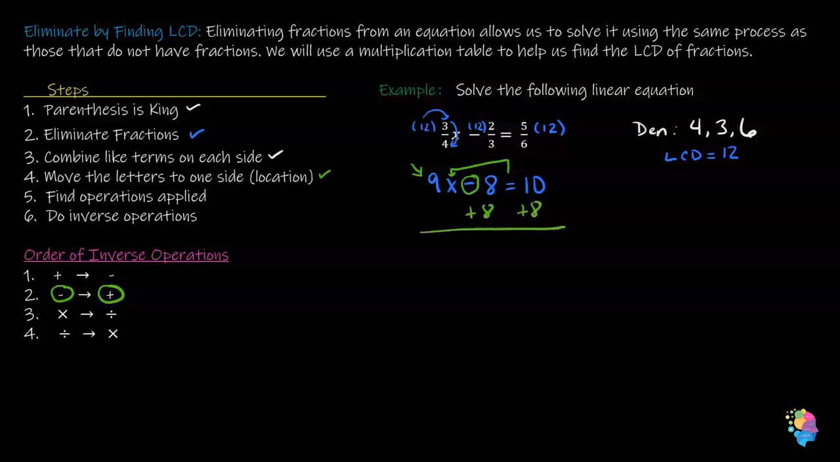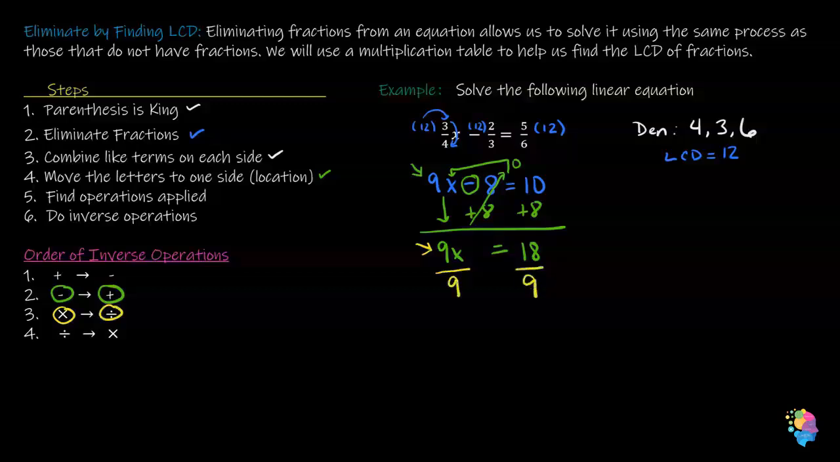So let's try that. We bring down the 9x. Now, minus 8 plus 8, different signs, we subtract. So 8 minus 8 will go to 0, so we don't have to write it down. And on the right side, 10 plus 8 will give you 18. All right, so we got rid of that subtraction. Now we need to take care of the multiplication. So since there is a multiplication by 9 and we undo multiplication by dividing, I'm going to divide both sides by 9.